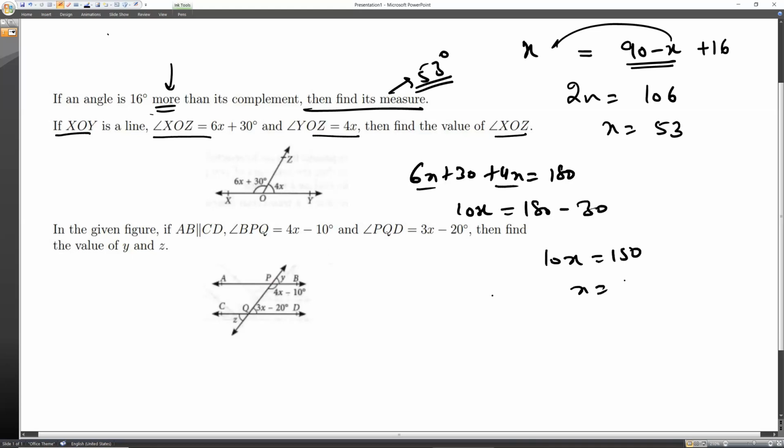Then x is equal to how much? 150 by 10, you will get 15 degrees. Got it? Now put the value here and get the value. Tell me fast what's the answer here.